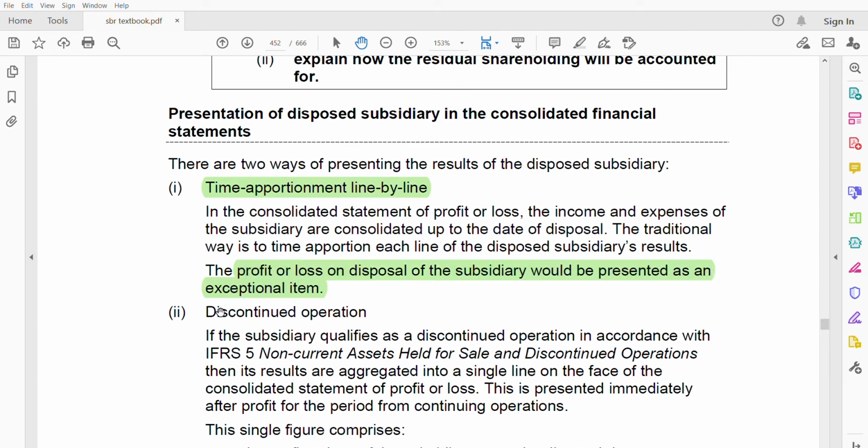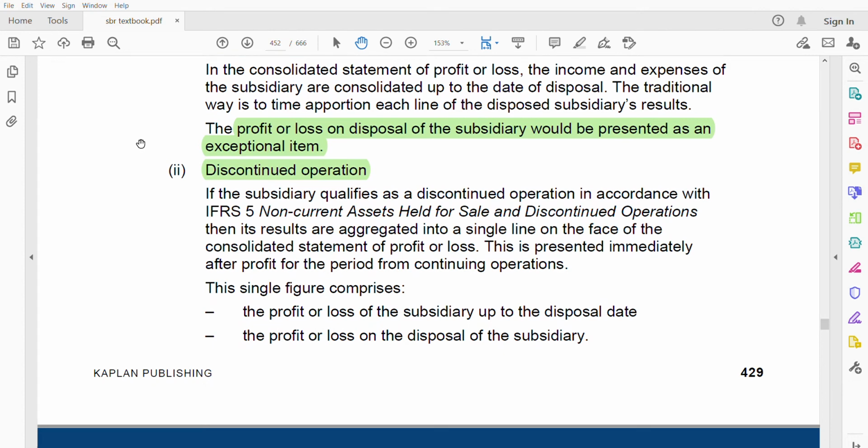The second is discontinued operation. If the subsidiary qualifies as a discontinued operation in accordance with which standard? IFRS 5. Not every subsidiary you are selling is a discontinued operation under IFRS 5. It has to satisfy some conditions. It has to satisfy the conditions of IFRS 5 to qualify as a discontinued operation. Then only you have to go by the second method.